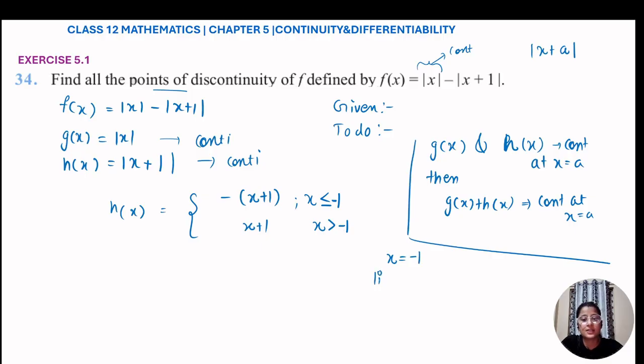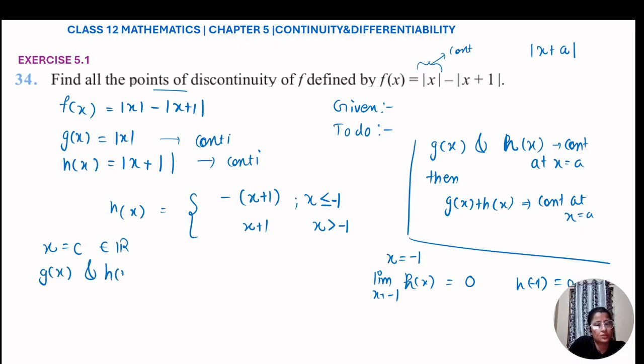As you can see, for the limit as x tends to minus 1, our h of x is nothing but 0, and our function value, that is h of minus 1, is also 0. So it is also continuous at x equals minus 1. Overall, our h of x function is continuous on the whole domain, that is R. Now we are going to use our algebra of continuity. Take any real number, say c belonging to R. Then g of x and h of x are both continuous at x equals c.